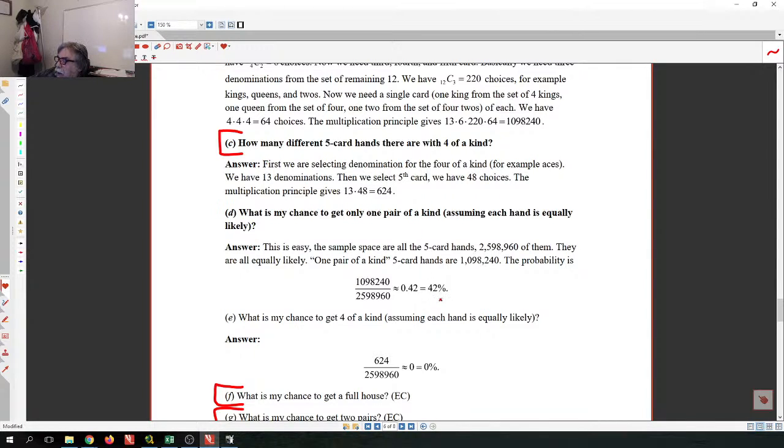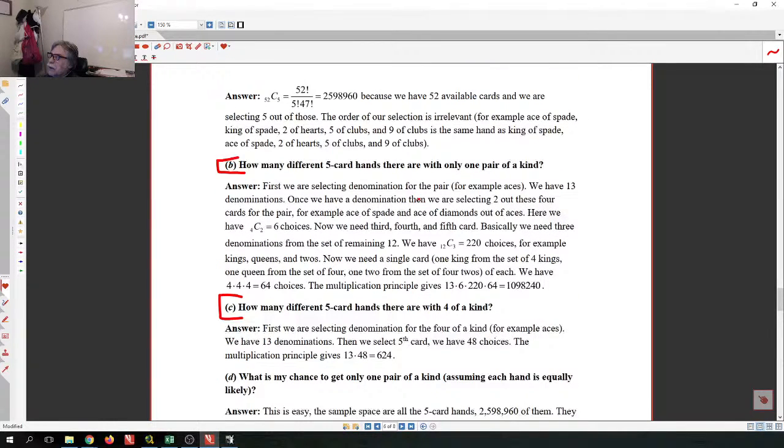So one pair of a kind I'm calculating is a 42% chance to get that, and it's about the same to get nothing at all. So this is like an 84% chance to get either a pair or nothing. And this is probably something you know already if you play poker. This is what you get most often in one deal. It's rare to get anything better. And obviously, this story now ends.